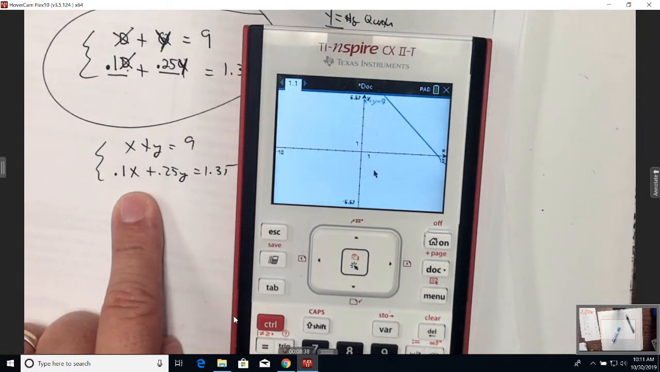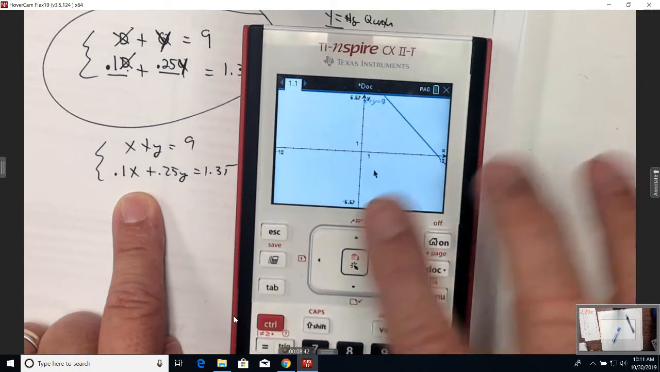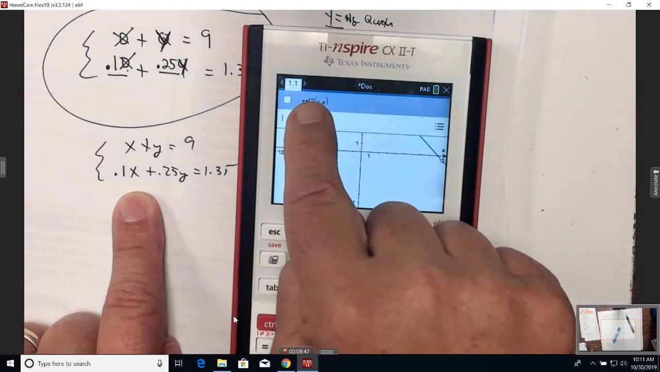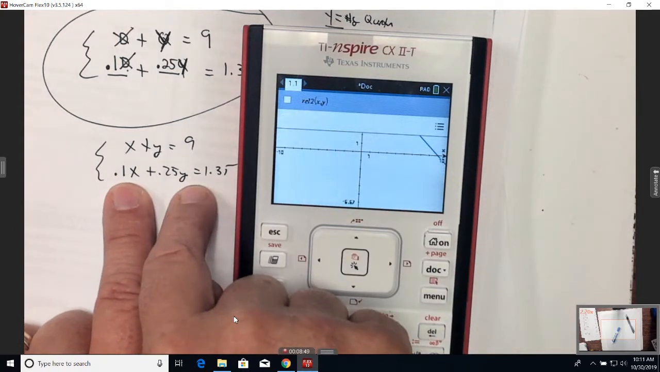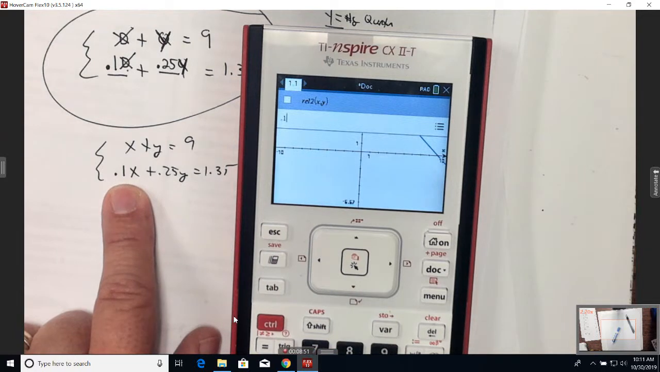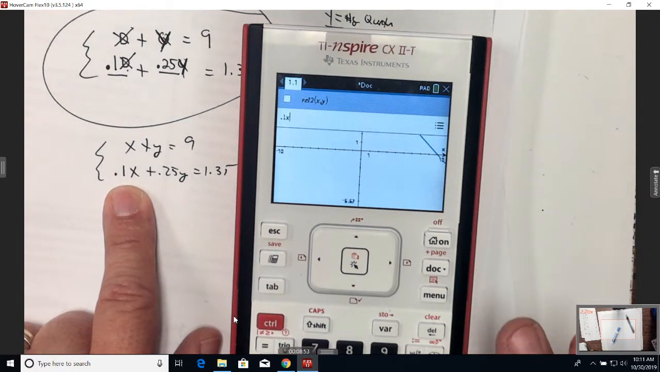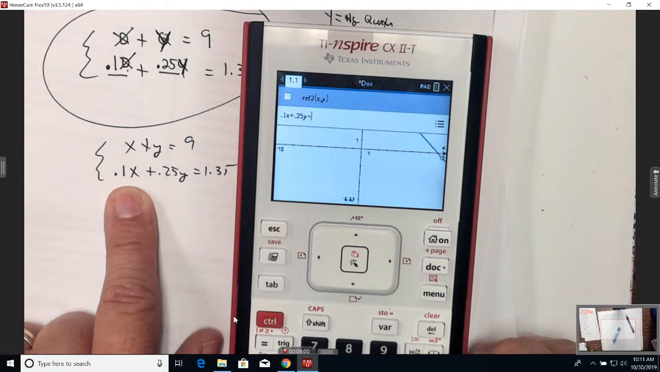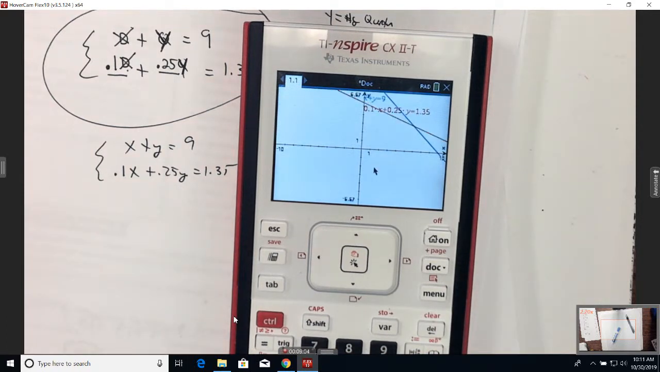Here, let's graph the next one. So go to Tab to graph another function on the same screen. Hit Tab. And graph the second relation. So you just type it in the exact same way it's given to you. So it's 0.1 times X plus 0.25 times what? Y equals, that's right under the control button, 1.35. Hit enter. There you go.